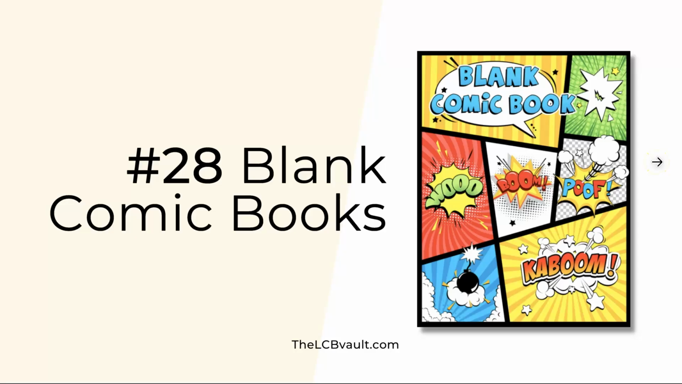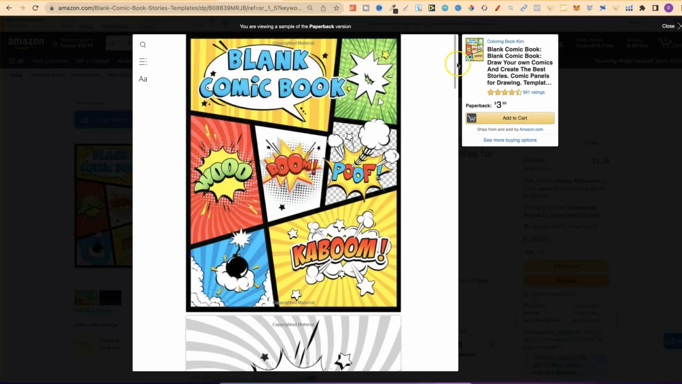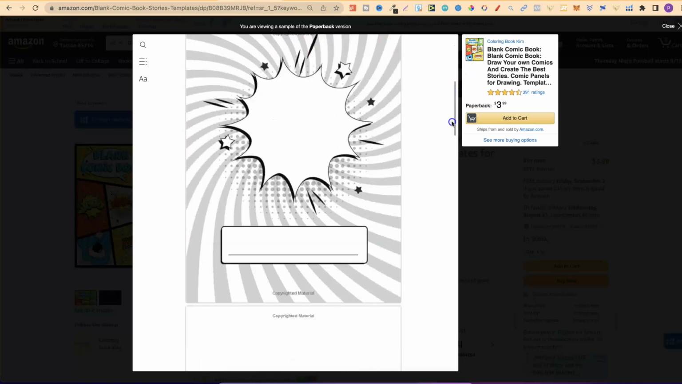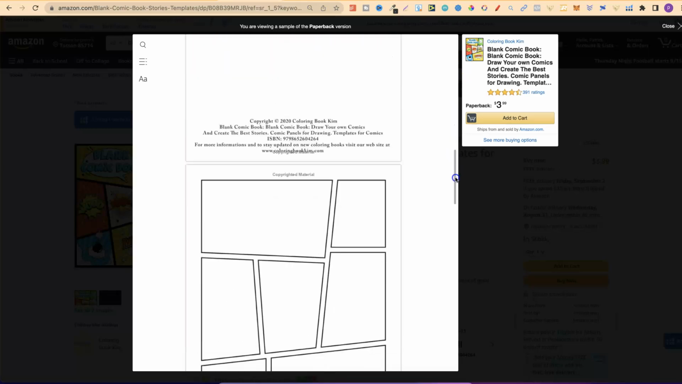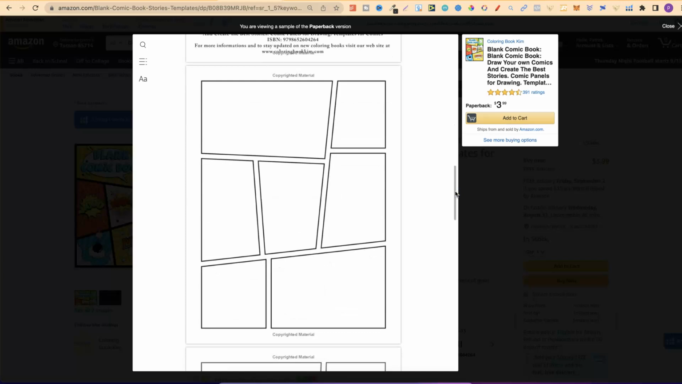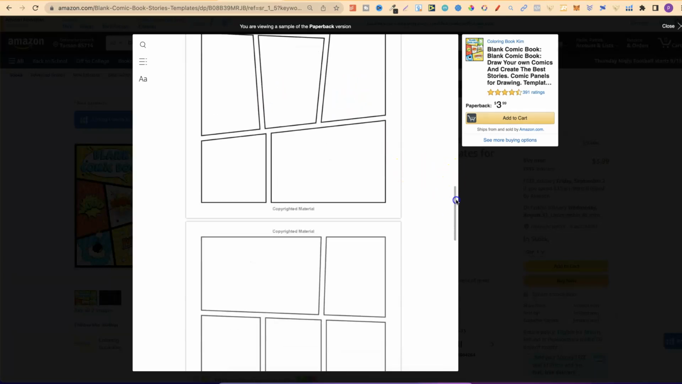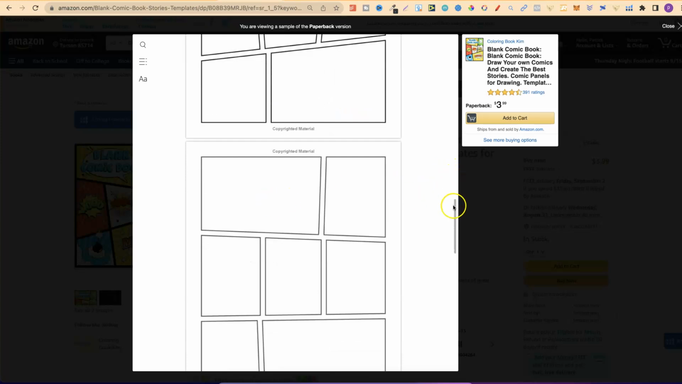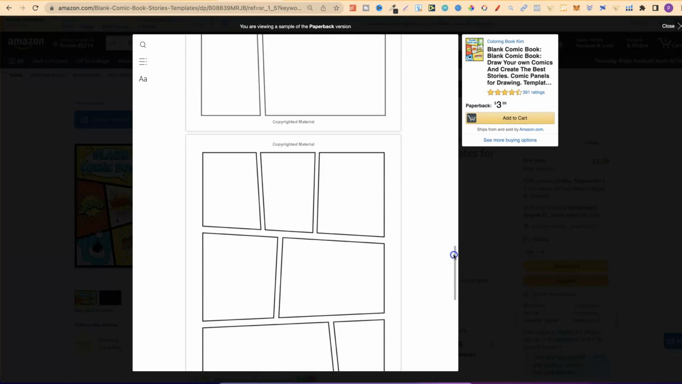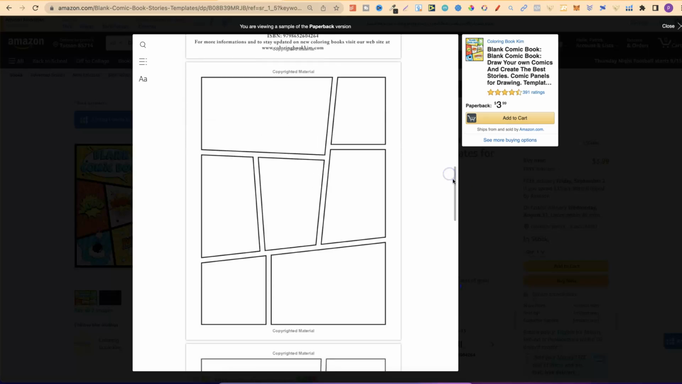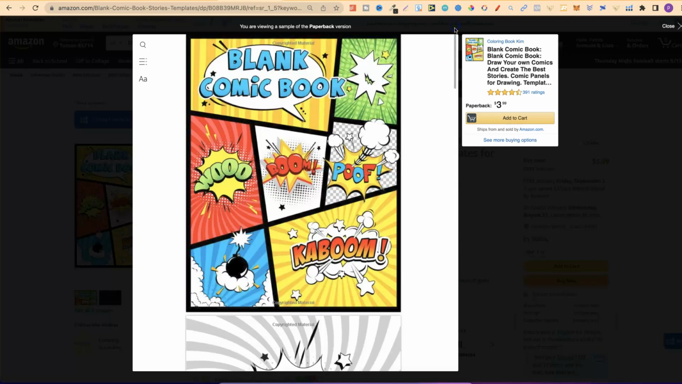Book number 28, and that's blank comic books. So, over here on Amazon, if we take a look, these blank comic books are relatively easy to create. As we can see just here, it's just boxes on a page, and then you want each page to look slightly different. Now, something like this can be easily created with the Self-Publishing Titans' new tools that they have.